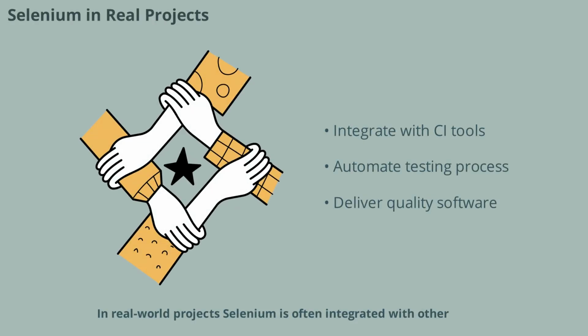In real-world projects, Selenium is often integrated with other tools like Jenkins for continuous integration, Git for version control, and reporting frameworks for test results. This ecosystem enables teams to automate their testing processes, catch bugs early, and deliver high-quality software efficiently.